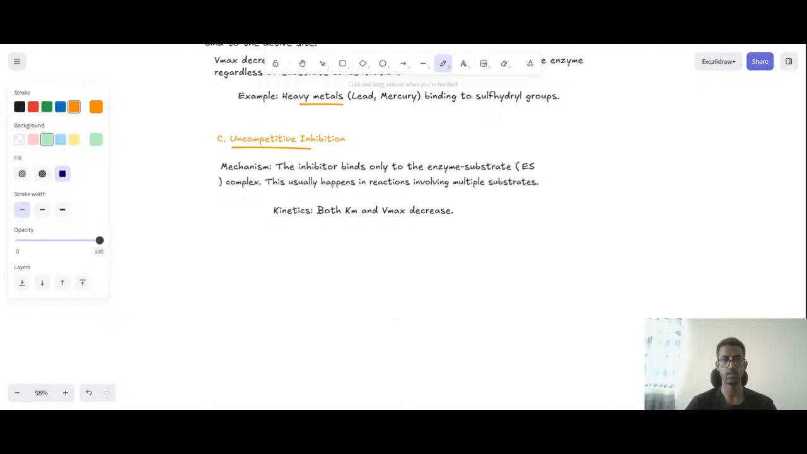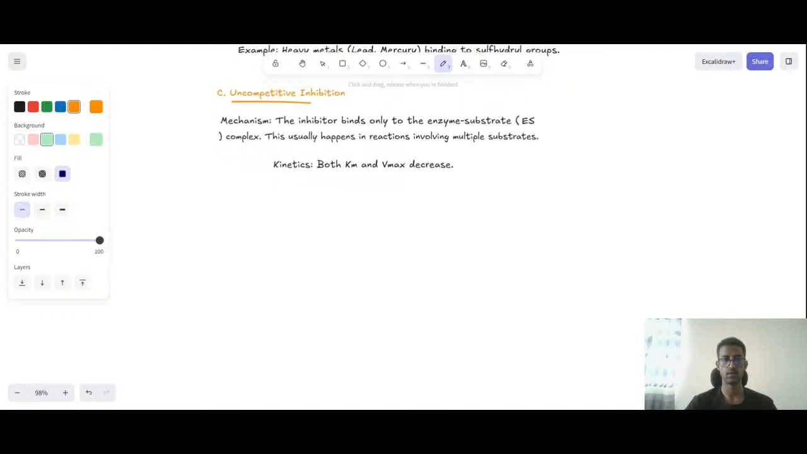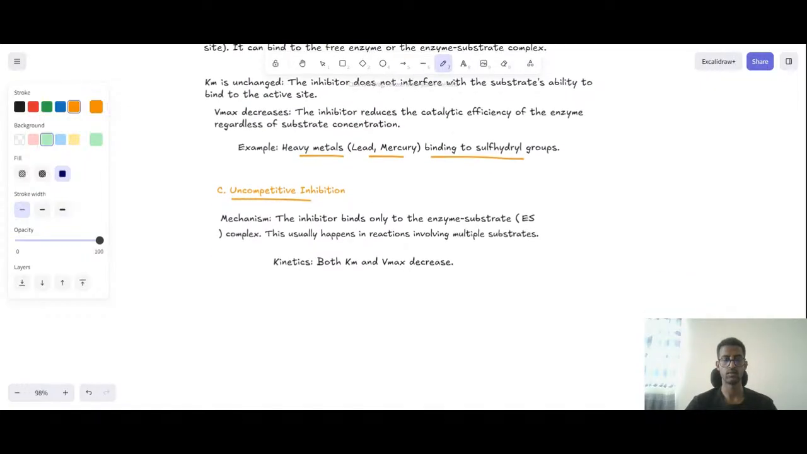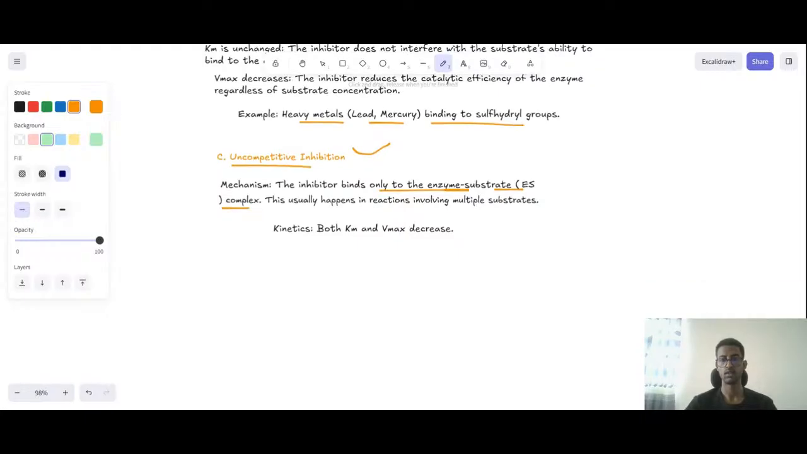Heavy metals, lead, mercury bind to the sulfhydryl group. So non-competitive and uncompetitive inhibitors are different, because the uncompetitive inhibitor binds only to the enzyme-substrate complex. This is the ES complex that it binds and inhibits so that product does not form. This usually happens in reactions involving multiple substrates.